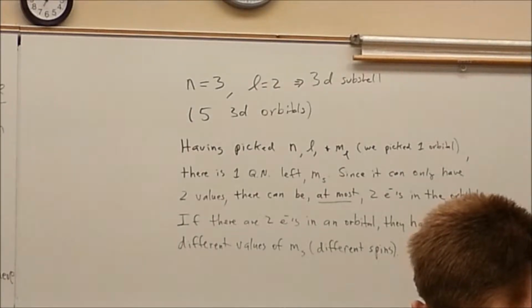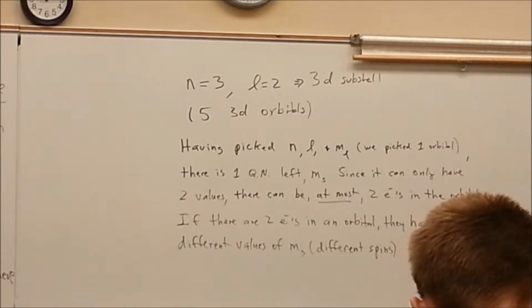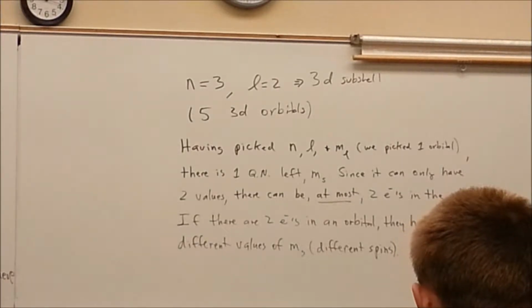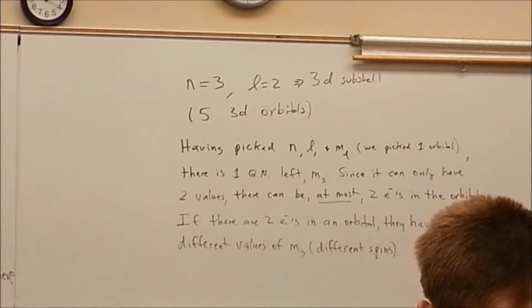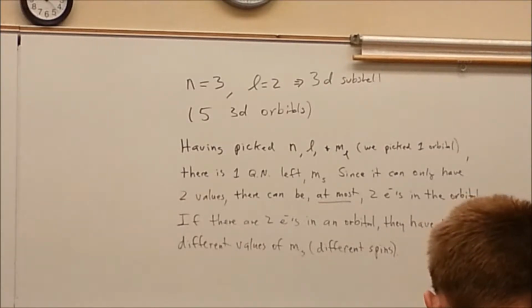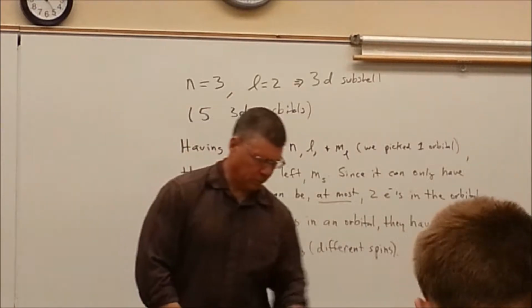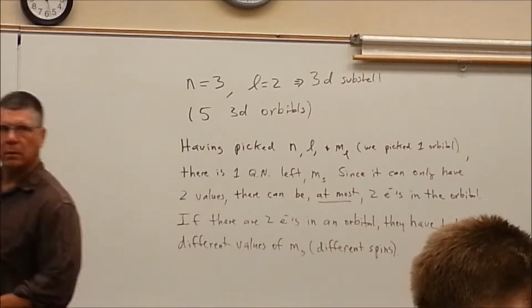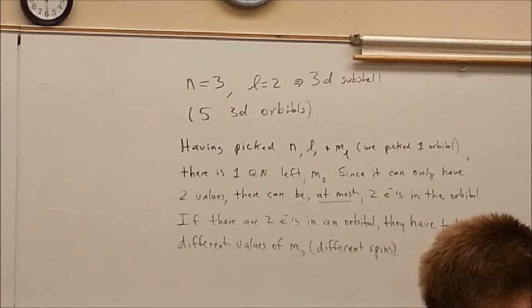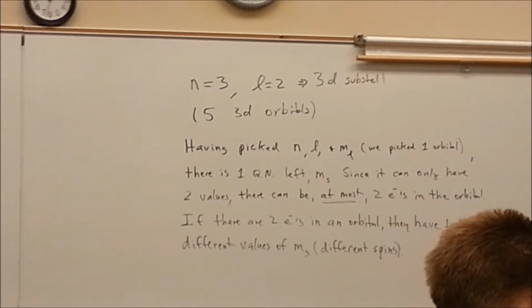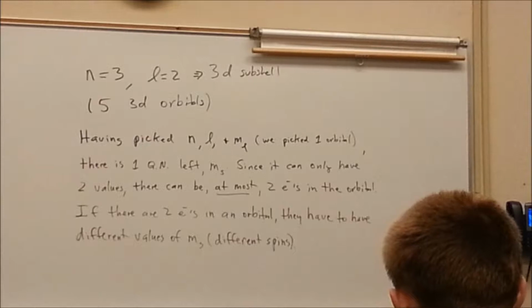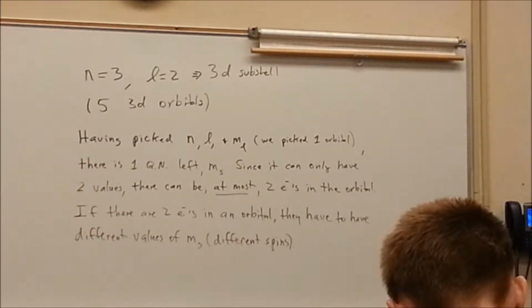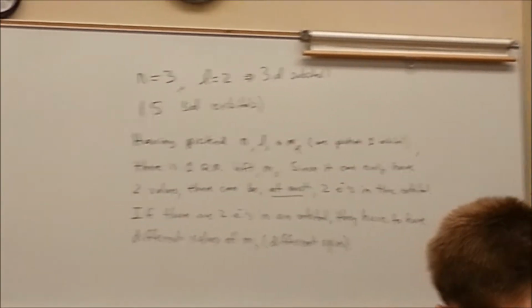When two electrons have different values of s, we say they have different spins. So that's the Pauli exclusion rule. We have two more to talk about, the Aufbau principle and Hund's rule. And then we'll be able to put electrons into these orbitals. Any questions on the Pauli exclusion rule?